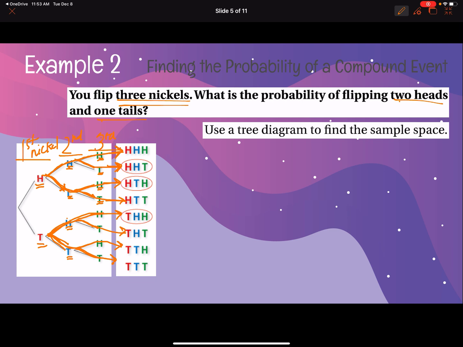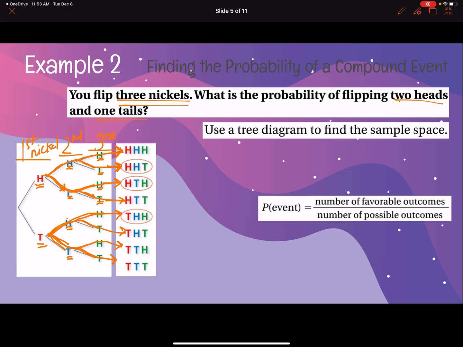This is called using a tree diagram to find the sample space. We're matching it up. Yes, there are repeats, but the order in which we did them allows us to find all possible outcomes for our sample space. Now, once again, we're going back to the formula for finding the probability of an event. Again, we have the possible outcomes and the favorable outcomes that we're going to compare for this probability.